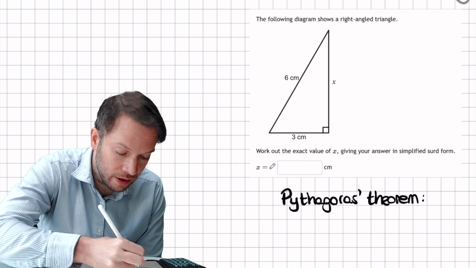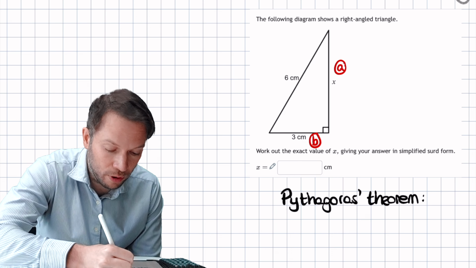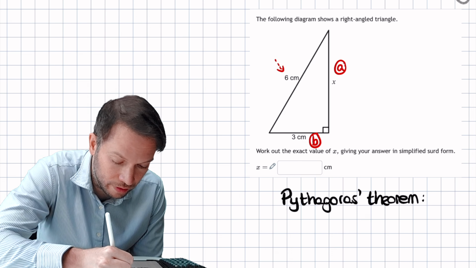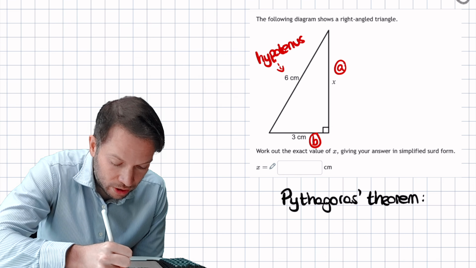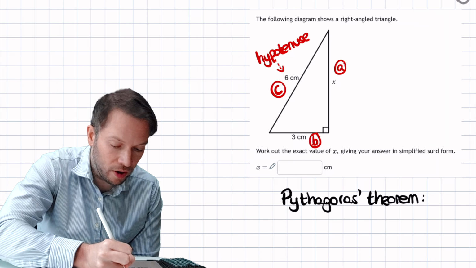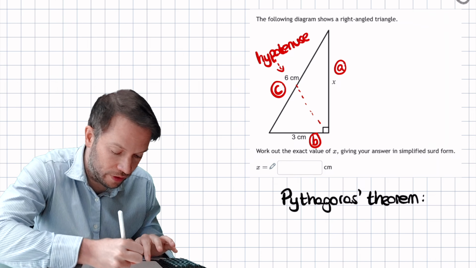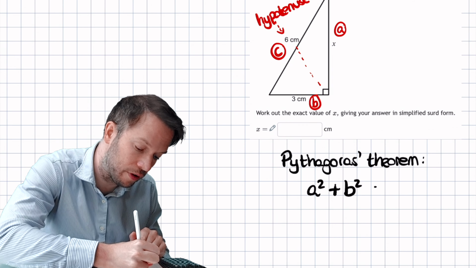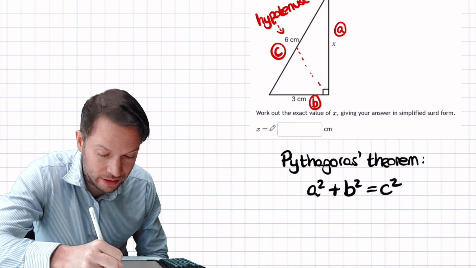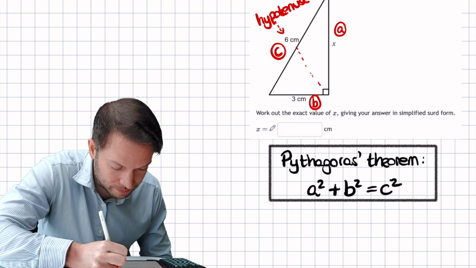So let's say that these two shorter lengths we call A and B, and the hypotenuse, which is the longest length of the right angle triangle, we call C, and remember the hypotenuse is always opposite the right angle. Then Pythagoras theorem says that one of the shorter length squared plus the other shorter length squared is equal to the length of the hypotenuse squared, like that. So that is what we're going to use for this question here.